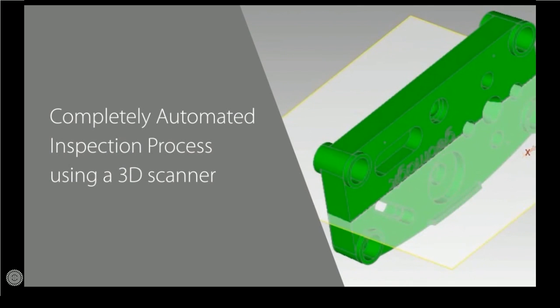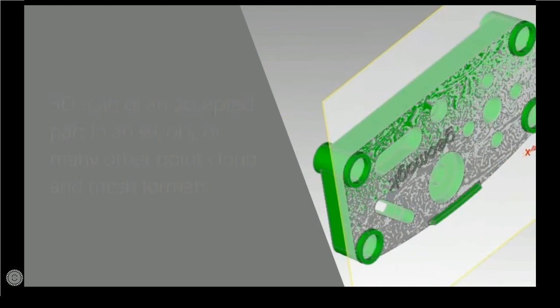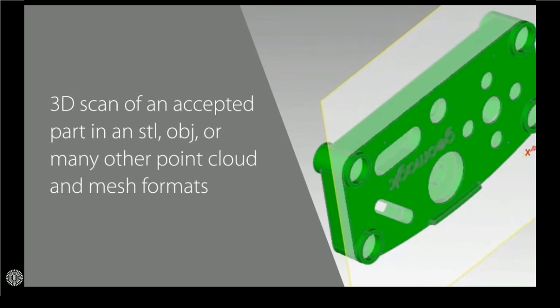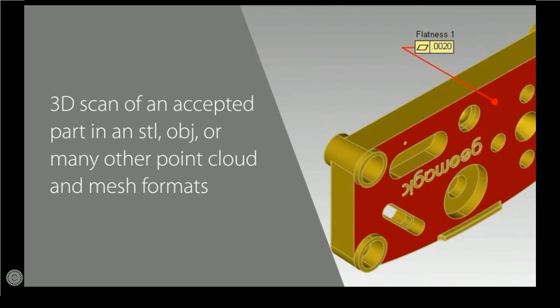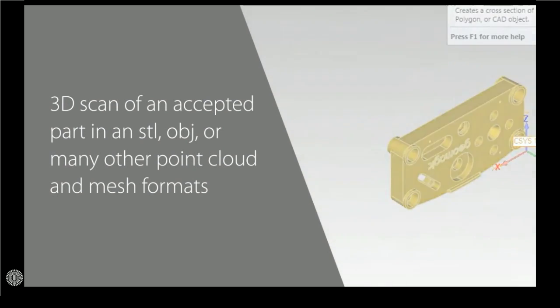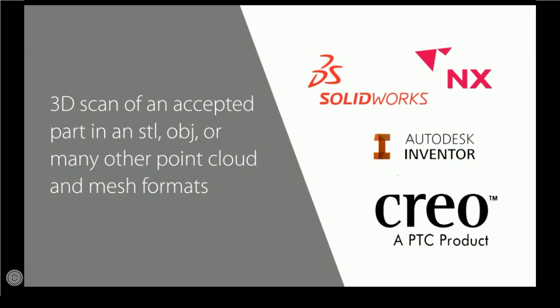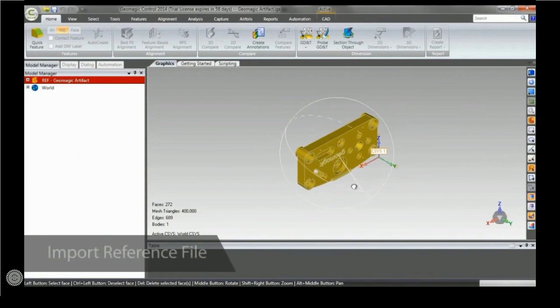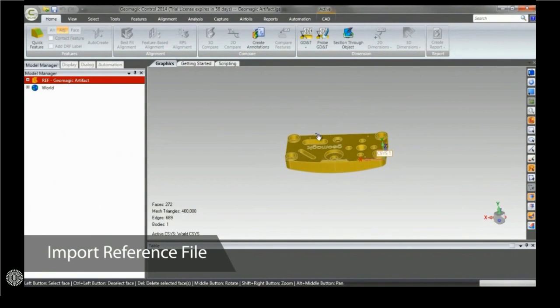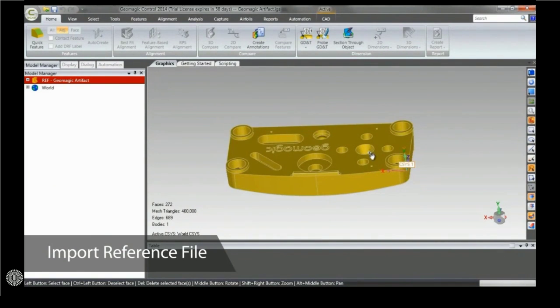quickly and accurately. The first step in setting up our automated inspection is opening a reference file. This can be a 3D scan of an accepted part in an STL, OBJ, or many other point cloud and mesh formats, or a body created in a program like SolidWorks, CATIA, Creo, ProE, or Inventor. Control will open up files from those programs natively, or generic CAD formats like IGES and STEP, as is the case with the reference file here. Because this is a CAD body, Control assumes it's the reference object all scans will be compared to.